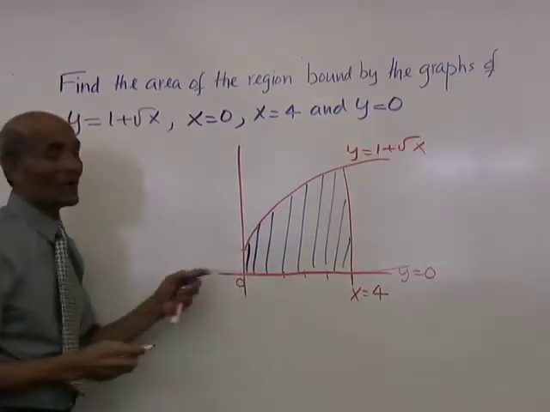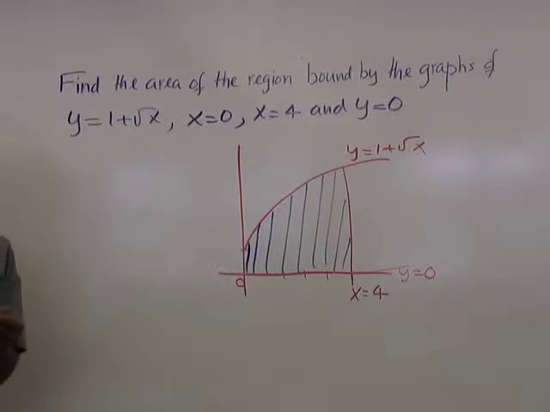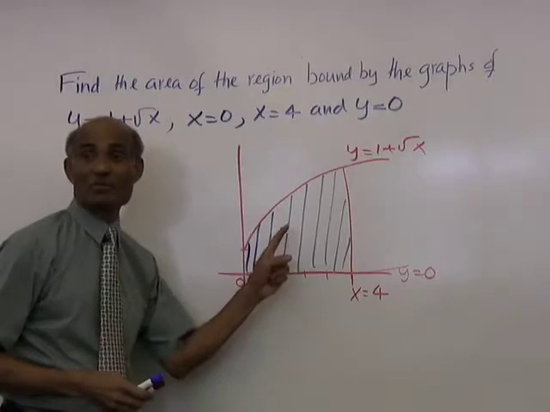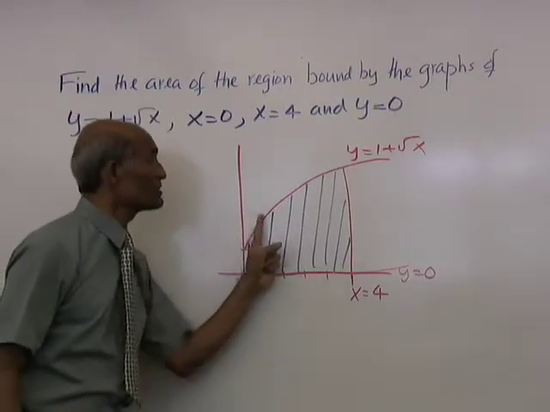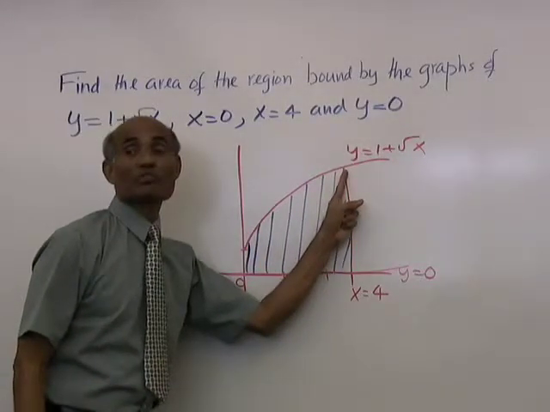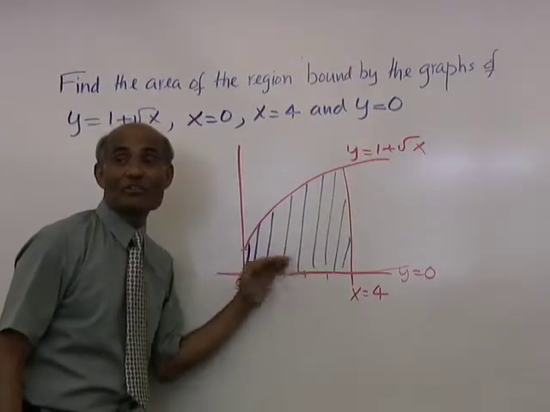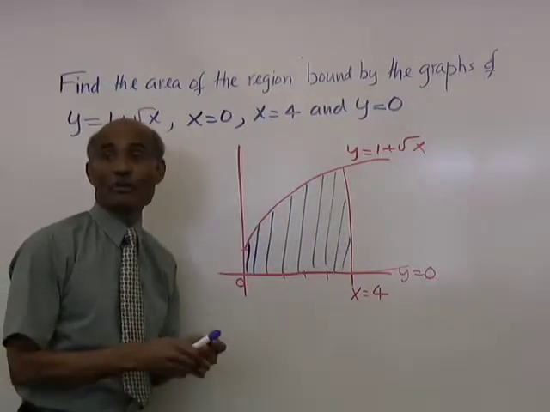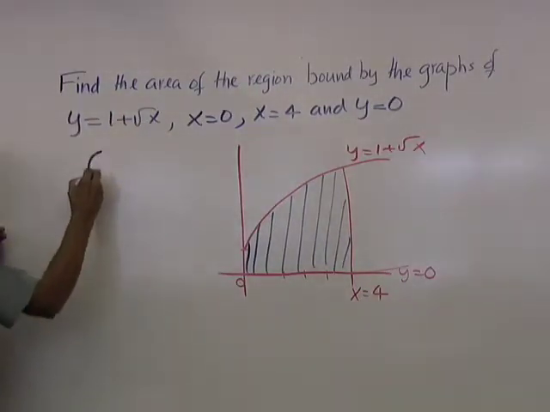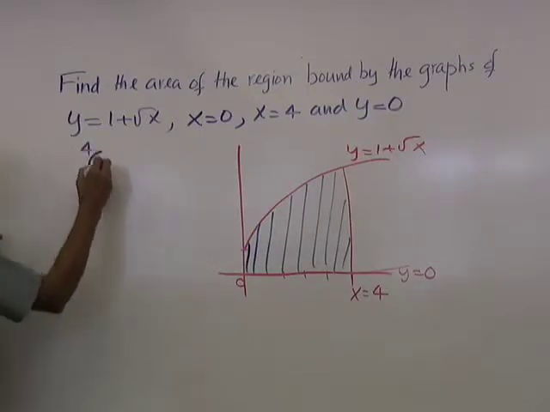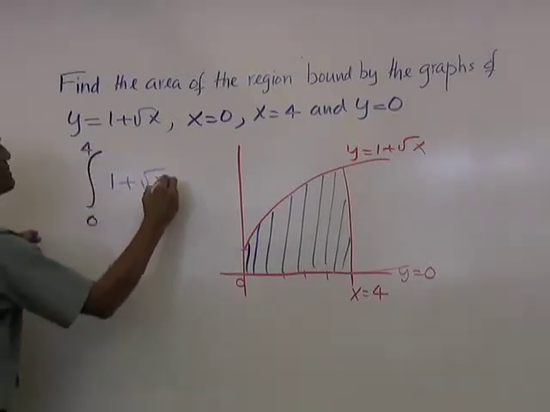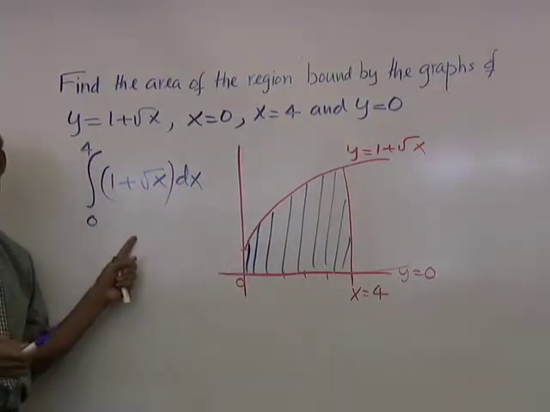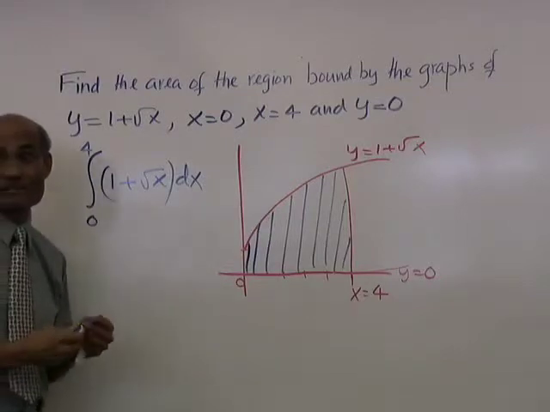Now, can you write this as a definite integral? Well, it is actually a very simple definite integral. It is the area enclosed by the graph of y equal to 1 plus square root x with the x-axis from x equal to 0 to x equal to 4. Therefore, we have it as integral 0 to 4 of 1 plus square root x dx. That is what we have been told to find. Very simple, is that right?